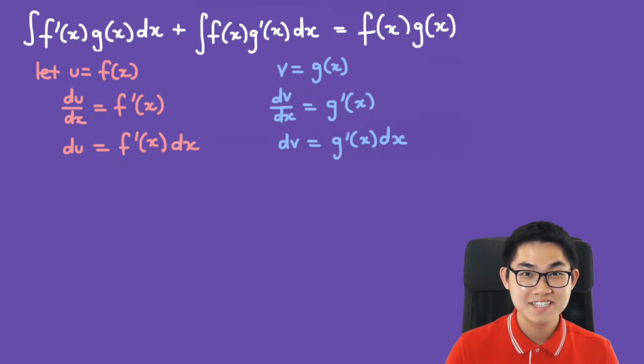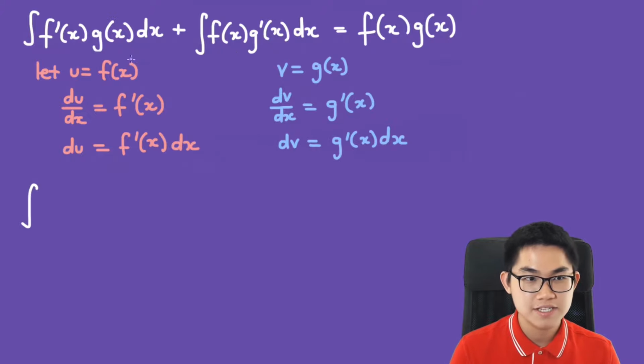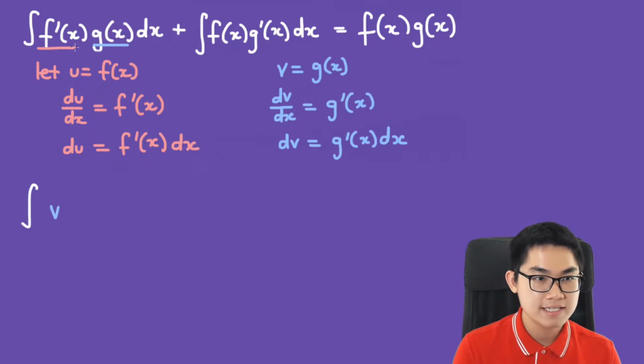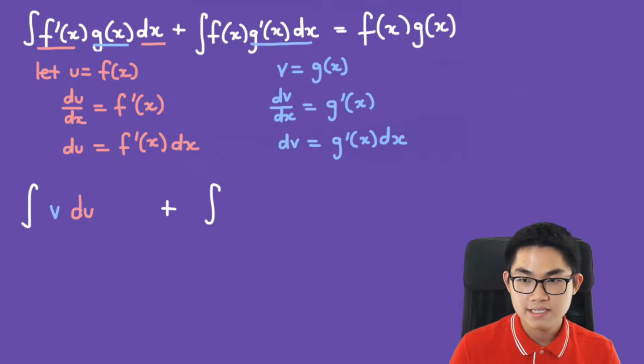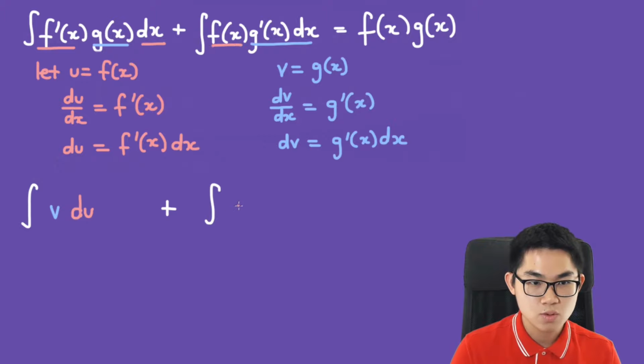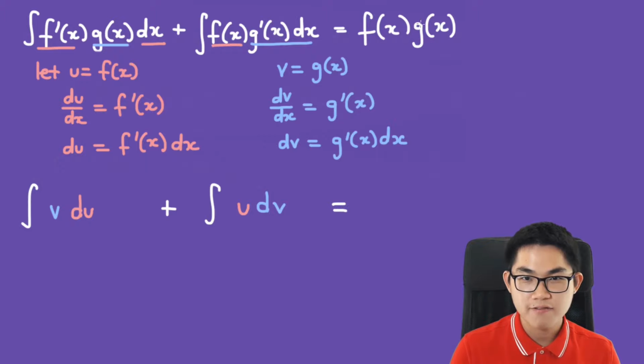And we're almost done. So let's go ahead and substitute the u and v's into this equation. So here we have the integral, and g of x is v. And then we have f prime of x and dx, and that's basically du, plus the integral of, we have g prime of x and dx, and that is dv, and then f of x is u, so we have u times dv. And finally, we have f of x times g of x, and that is u times v.